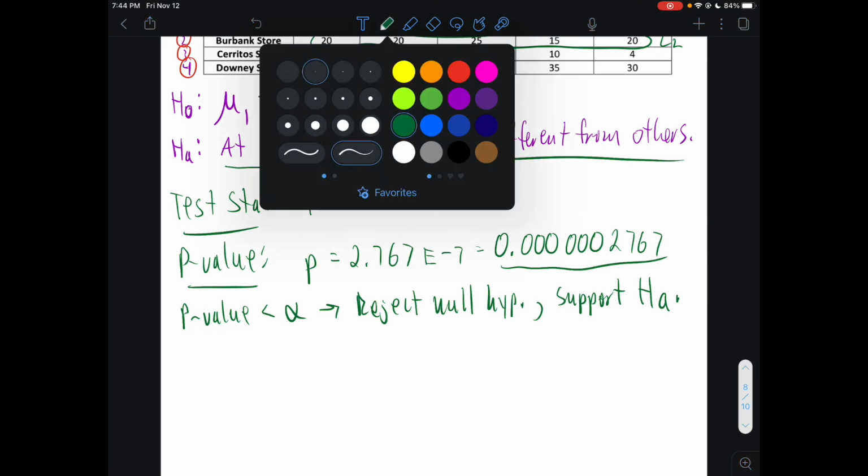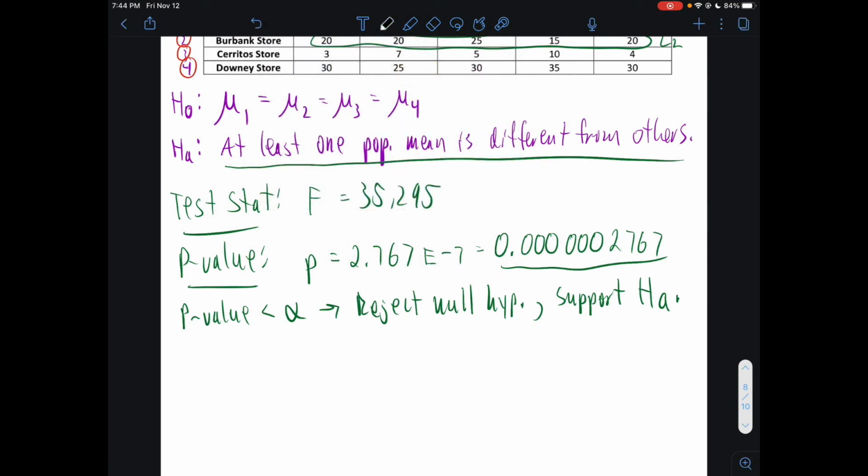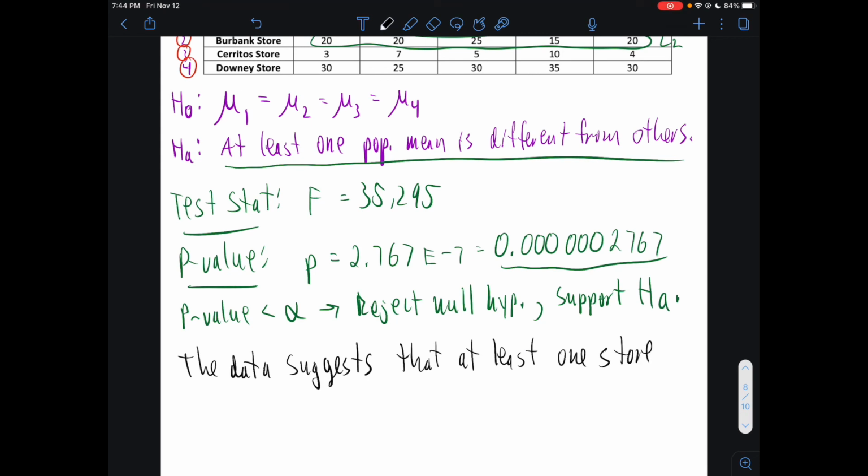So our conclusion, as an alternative way of writing this: the data suggests that at least one store has a mean sales that is different from the others.